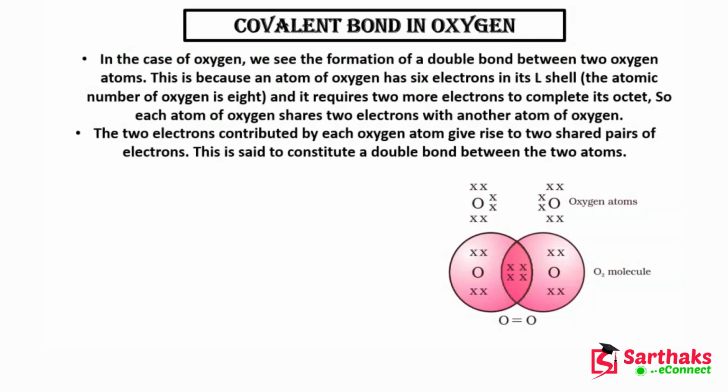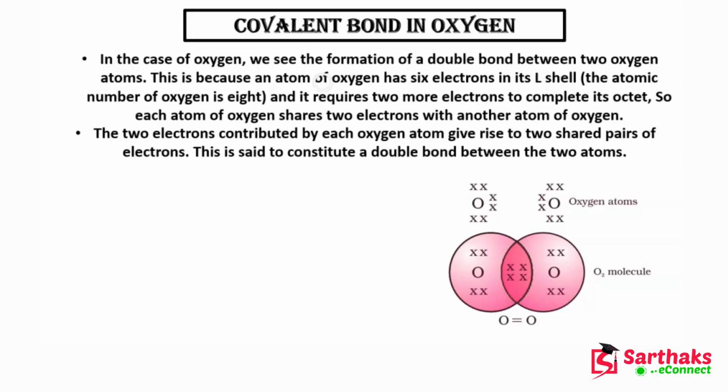Okay students, so here we will talk about the covalent bond in oxygen. In the previous lecture we saw the covalent bond in hydrogen. Now we will see the same thing for oxygen as well. So let's talk about this. In the case of oxygen, we see the formation of a double bond between two oxygen atoms.